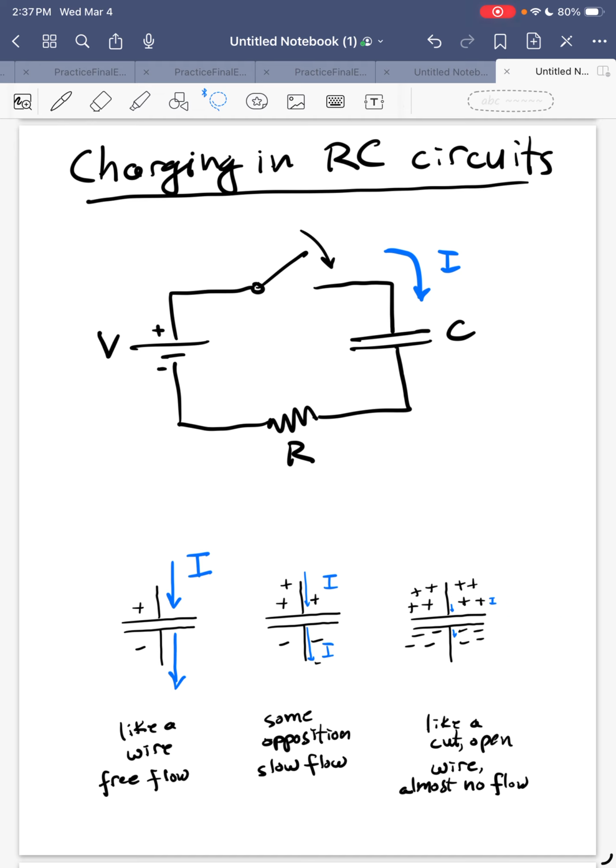Okay? And so here at the beginning, right when the switch is closed, the capacitor behaves like it's a wire with no resistance at all, free flow. Then over time, as charge buildup occurs, there's some opposition. So it's almost like there's a resistance there. And then in the infinite limit, if you wait long enough, there will be no ability of current to go through at all. So it's like an open circuit.